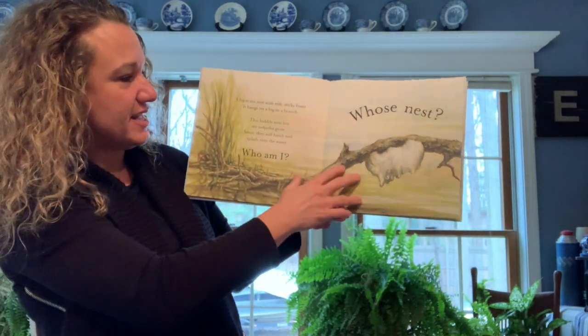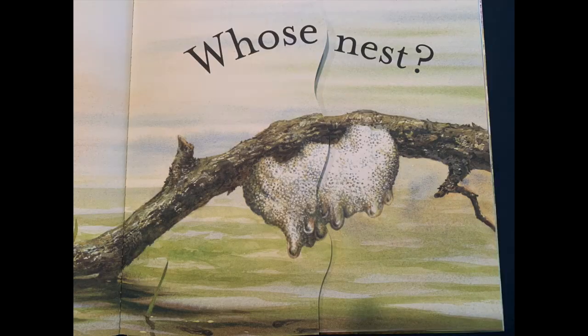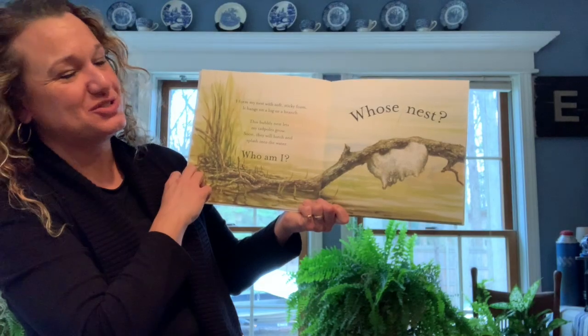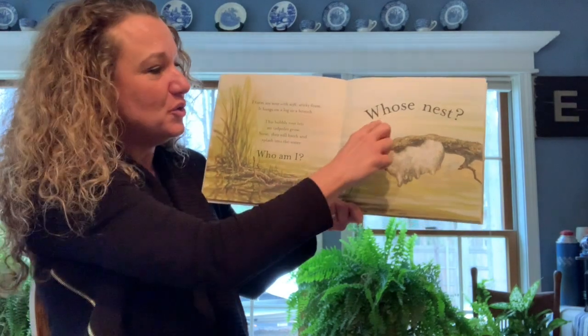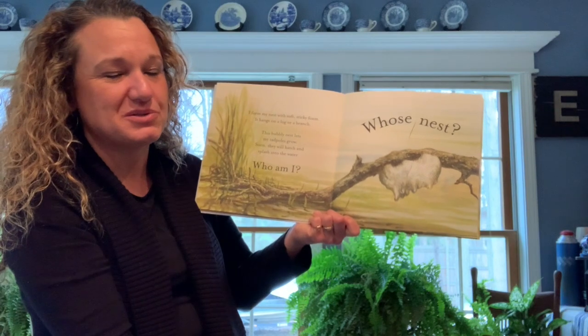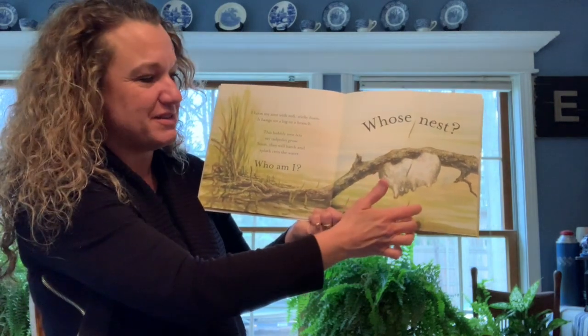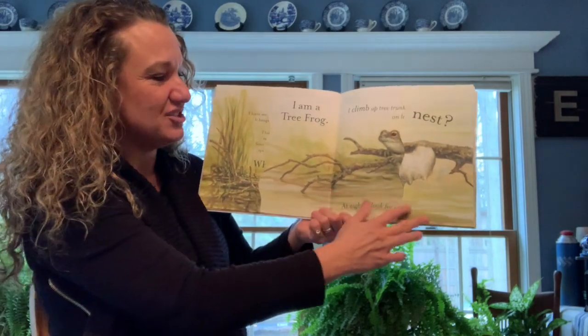I form my nest with soft, sticky foam. It hangs on a log or a branch. This bubbly nest lets my tadpoles grow. Soon they will hatch and splash into the water. Who am I? Whose nest? They gave us a clue. It said tadpoles. I wonder whose babies are tadpoles. Did you guess? Let's see.